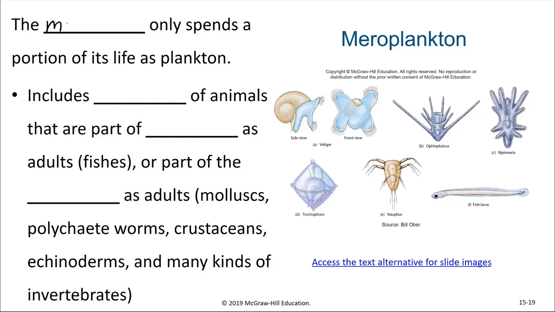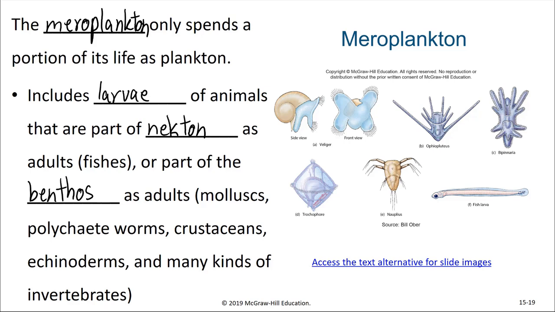The meroplankton only spend a portion of their life as plankton. This includes larvae of animals that are part of the nekton as adults, or part of the benthos, such as mollusks, polychaete worms, crustaceans, echinoderms, and many kinds of invertebrates. Veliger larvae are common for mollusks, while the ophiopluteus larva would be for a brittle star, and the bipinnaria larva would be for other echinoderms. These distinctive larval shapes often tie to different phyla or groups of animals.